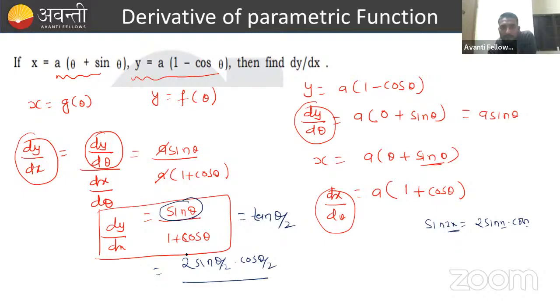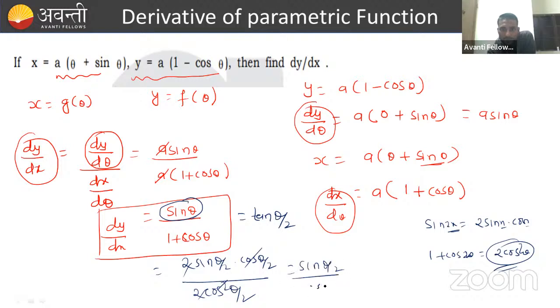Simply, it is 1 plus cos 2 theta. Just now we have seen the formula: 1 plus cos 2 theta is equal to 2 cos square theta. So it will become 2 cos square theta by 2. So 2 will be cancelled out, and cos theta cancels with this. So it will become sine theta by 2 divided by cos theta by 2. So it is tan theta by 2. So this is just a conversion, but the actual answer is this.